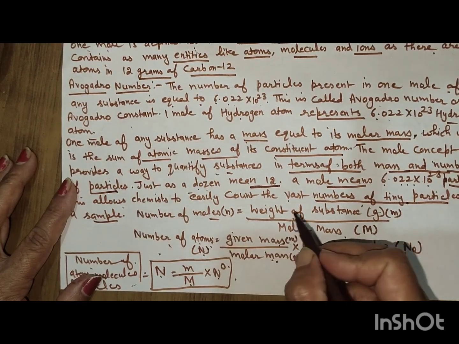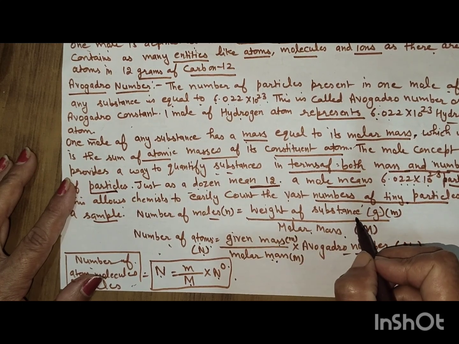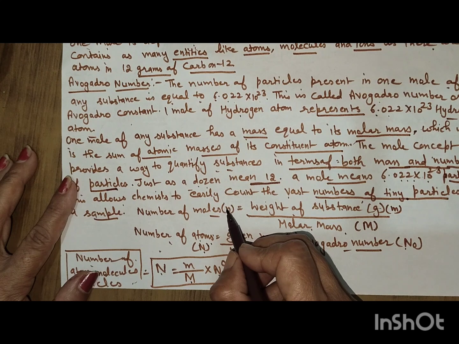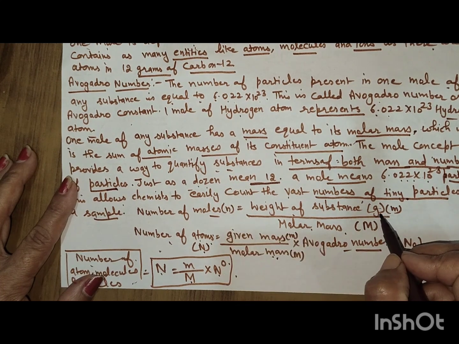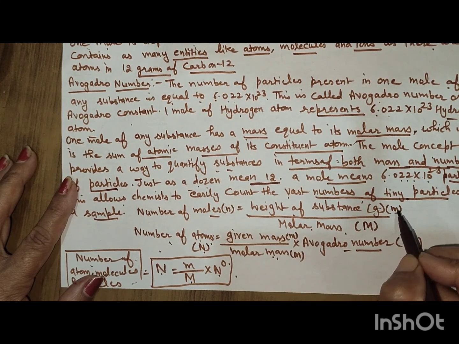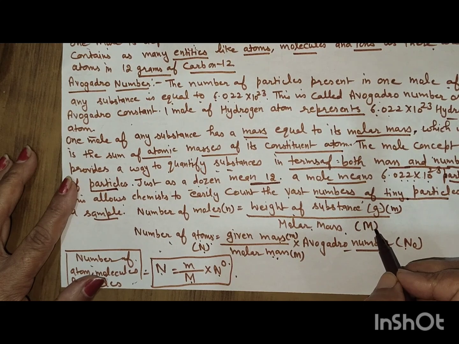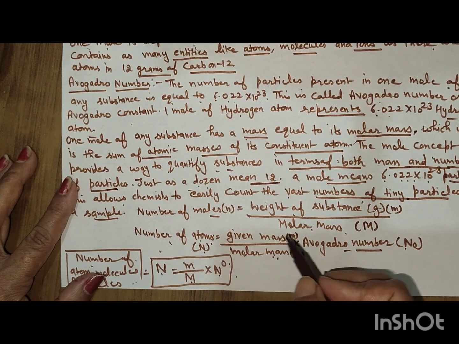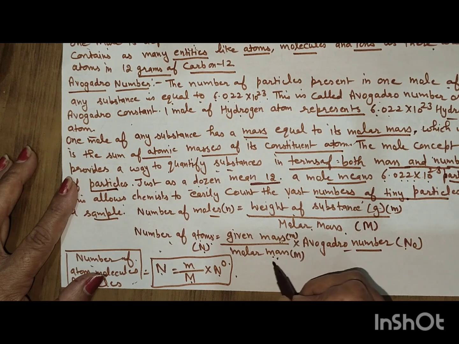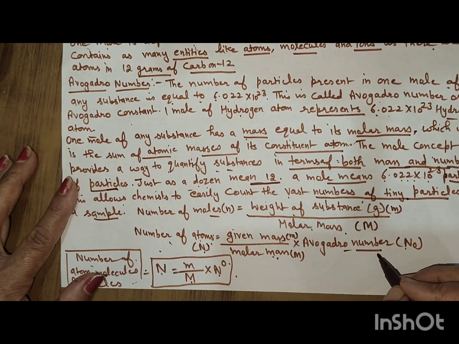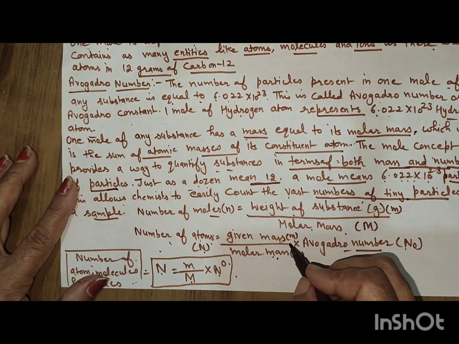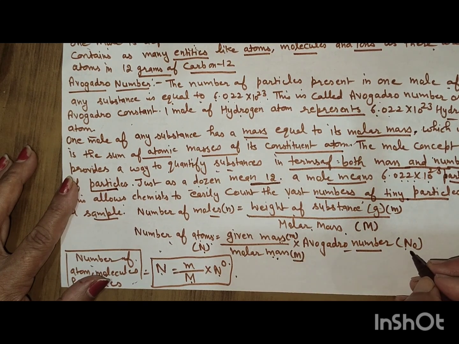Number of moles is equal to the weight of the substance divided by the molar mass. Number of moles is represented by n, weight of the substance by small m, and molar mass by capital M. If we want to count the number of atoms, then the formula is number of atoms equals given mass divided by molar mass, times the Avogadro number. Number of atoms is N, given mass is small m, molar mass is capital M and Avogadro number is N0.